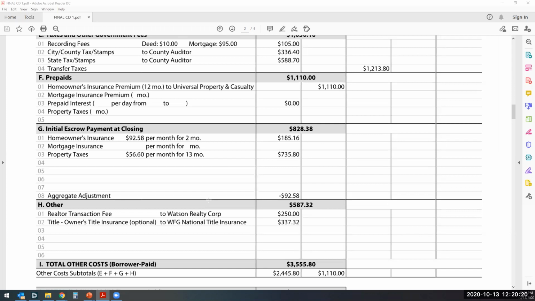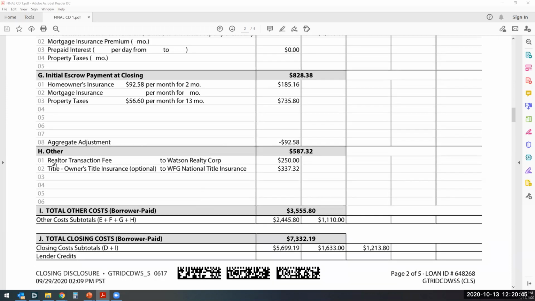So for homeowners insurance, we always have to collect at least 2 or 3 months in escrow. And then the taxes we collect depending on when the closing is. For example, if the closing is in December and the seller had already paid their taxes, we are only going to have to collect around 3 months, okay?